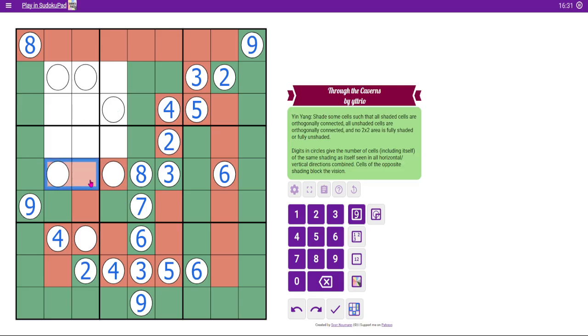This one currently sees 3 shaded cells in the row. It cannot be a 3 or 4, so we know it needs at least 2 more shaded cells. So now there's a 5, or if this is red, it would be a 7. But 7 is here. This is a red, this is a 5, this is a green cell.